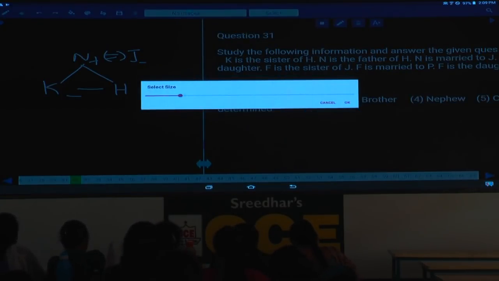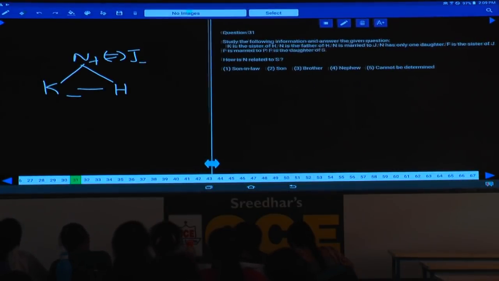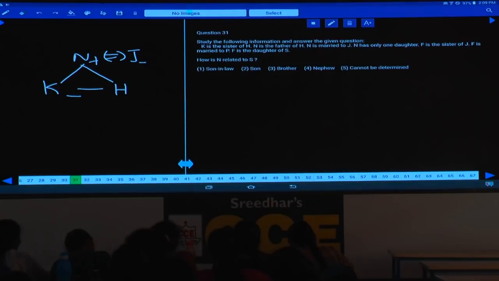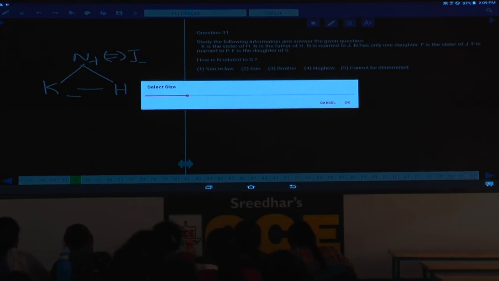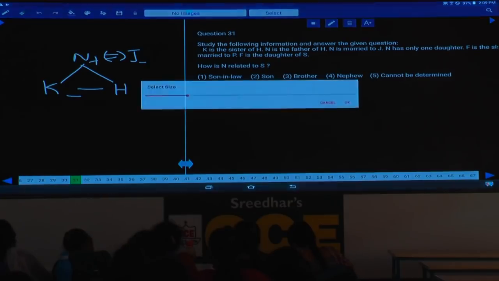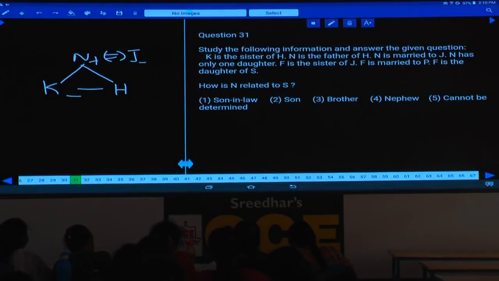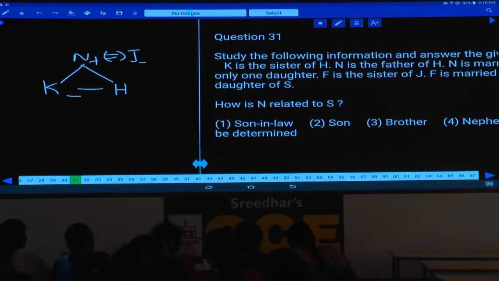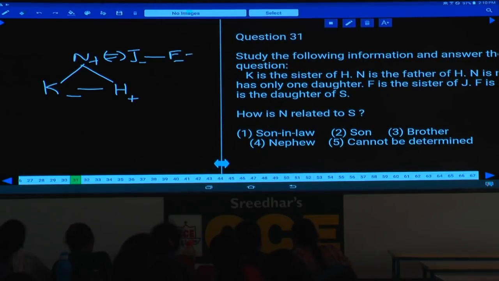N is married to J and N has only one daughter. As N has only one daughter, that person is K, and H is the son of this N. F is the sister of J, and F is married to P. F is a female and P is a male. Then F is the daughter of S.